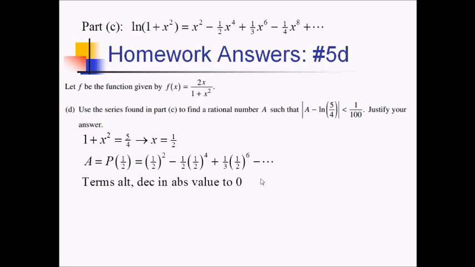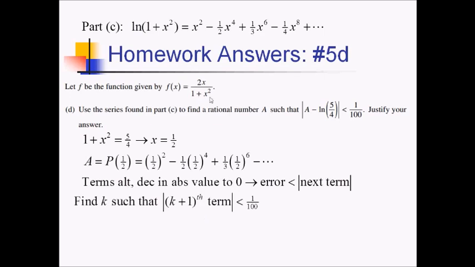Now, this error bound says that our error is going to be less than the absolute value of the next term. So we basically need to make sure that whenever we stop adding these things, the very next term has a value that is in line with this 1/100. So to officially state what we're doing here, we're going to find a k value, where k is the number of terms in our approximated series, such that the k plus 1th term absolute value is less than 1/100. Because that will guarantee that the error is less than 1/100. And then we're just going to add the first k terms together after we find that magic k term.